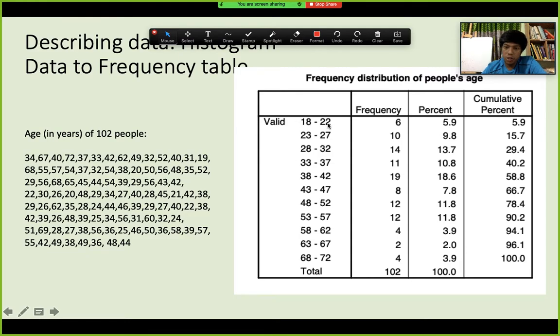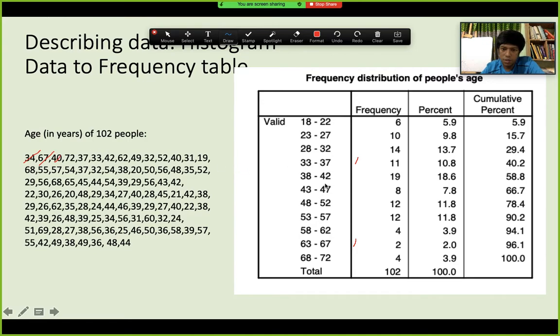From 18 to 22 years, how many people do we have? That is the frequency. Suppose this is 34. So 34 is where? 34 is here in this group, so you give a line here. Then 67. 67 is where? 67 is here, so you give a line here. Just one line.